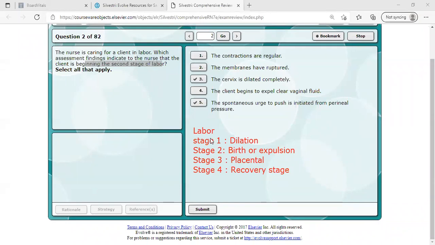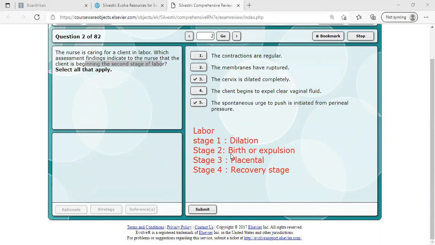As I told you, labor has 4 stages. Stage 1 is dilatation or dilation. So stage 1 is from the first true labor contraction until the complete effacement and dilatation of the cervix. In stage 1, we will check the presentation, effacement, and also the station.